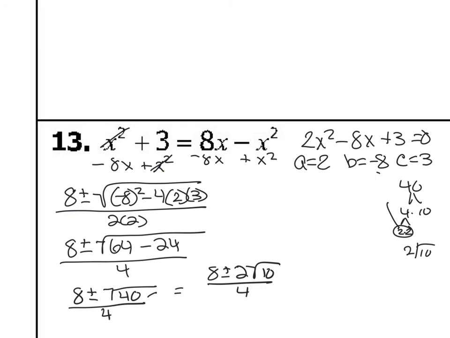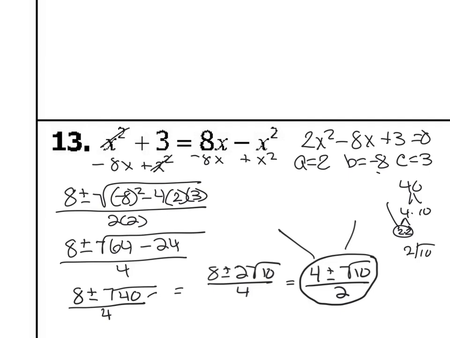I can't divide 4 in there evenly, so I can simplify. Let's say 2. 2 will go into 8 4 times. 2 will go into 2 1 time. And 2 will go into 4 2 times. All right, so this is my simplified radical answer. You can split it off into a plus: 4 plus square root of 10.